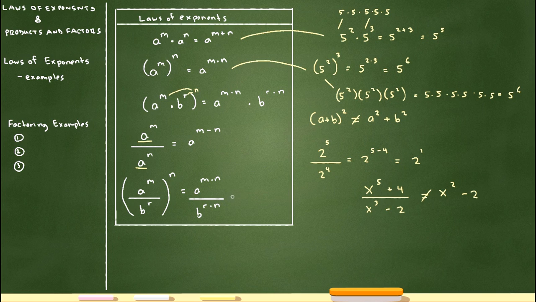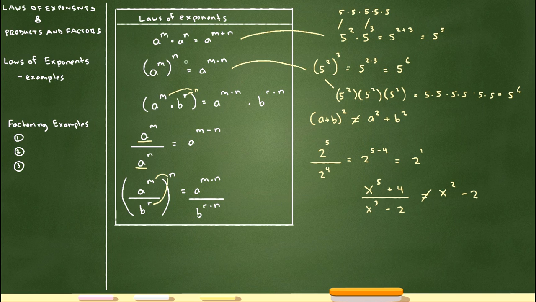The final rule is just an extension of the quotient rule, and it's a mixture of the power to a power rule as well. Just like in the case when we had a power of a product, this is a power of a quotient. This n could be applied to the m, so you multiply those two together, and we get a to the m times n, and then you can also multiply it by this bottom power, r, and we would obtain b to the r times n.